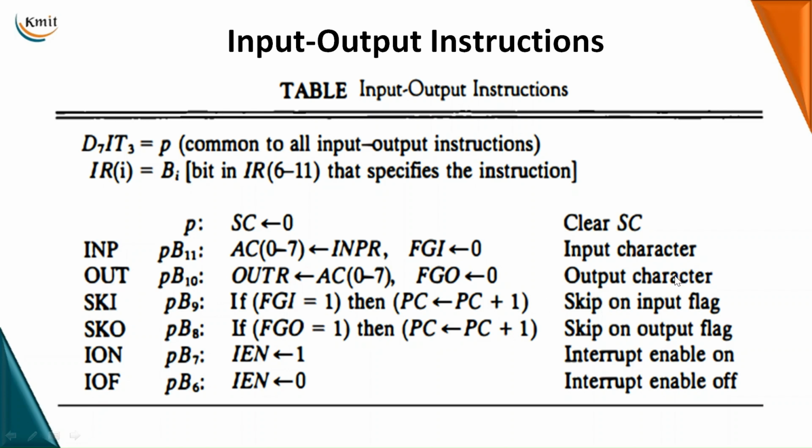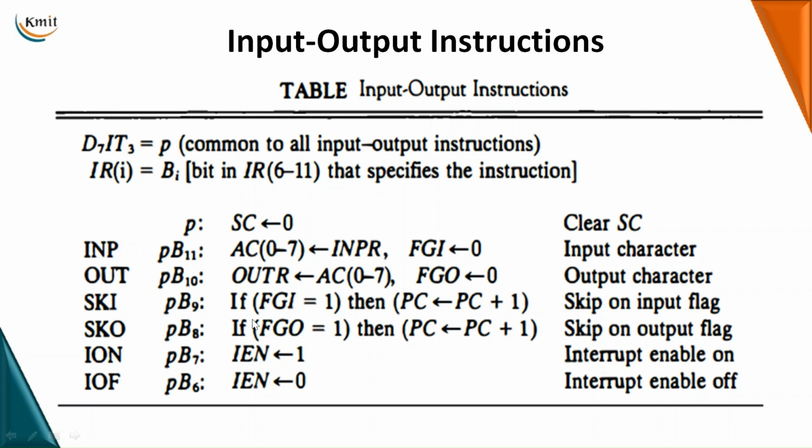The next instruction is the OUT instruction, which is used to output characters. The contents of bits 0 to 7 of the accumulator will be transferred to the output register, and after transferring the contents, the flag bit of the output register will now be set to 0, because previously it was set to 1.